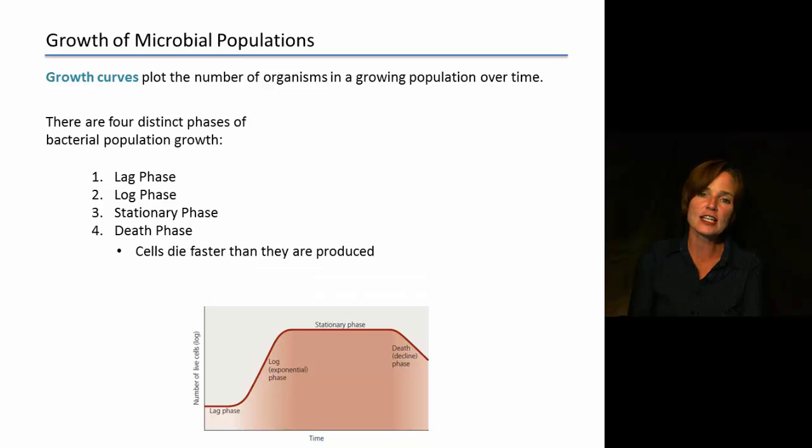And then the fourth phase is going to be the death phase. In the death phase, cells are really starting to die off, and they are dying off at a much faster rate than they were produced. So we start to see a decline in our population. This does not mean that no cells are being produced in the death phase, but we definitely have more of them dying off than we have being produced.